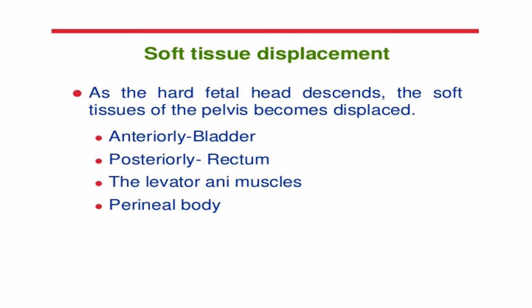And another thing which is happening during the second stage is displacement of the soft tissues. When the fetal head is descending downwards, the soft tissues of the pelvis will get displaced sideways. The bladder will move anteriorly, posteriorly the rectum will move, the levator ani muscles will move sideways, and the perineal body also will get displaced, and this helps for the descent, or the downward movement, of the baby.